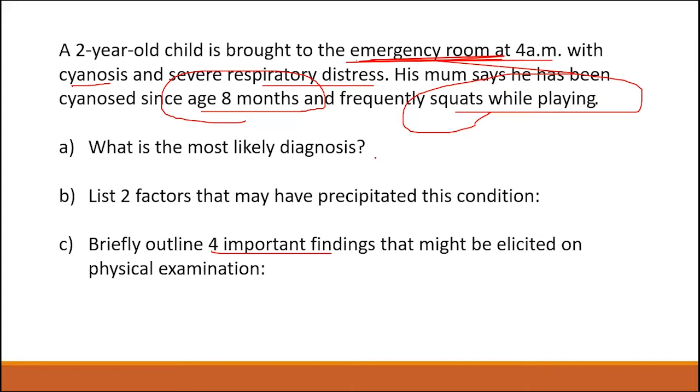And you can see a very loud S2, or second sound. Of course, you can see cyanosis. You can see tachypnea. That means the person is trying to breathe in faster to compensate. So we have what? Tachypnea, or tachypnoea. So all of these, you can mention them as your important findings on physical examination.